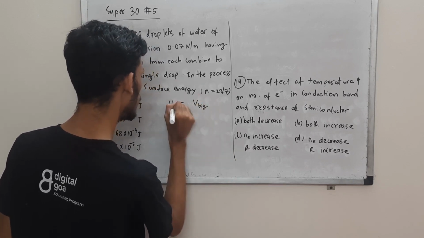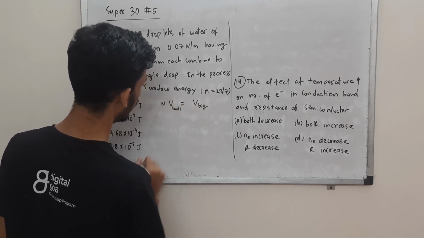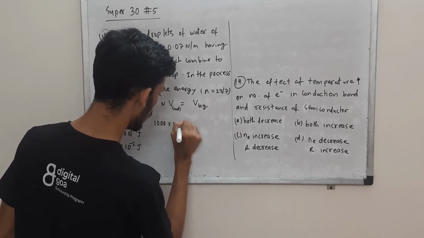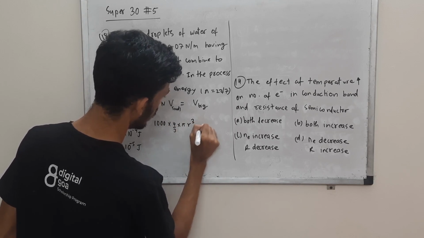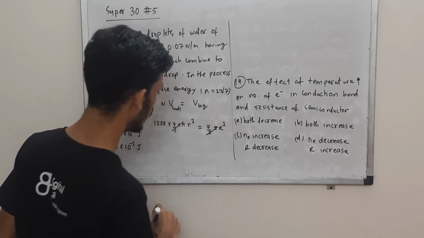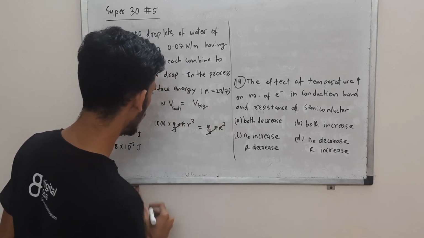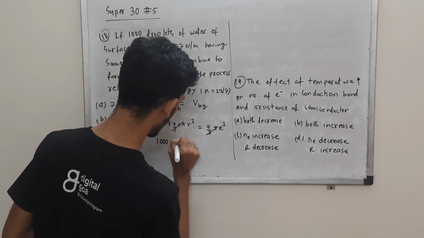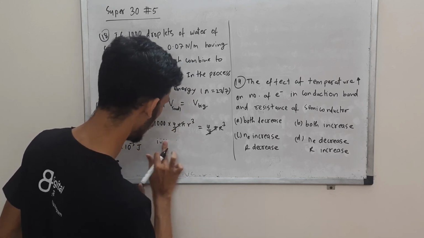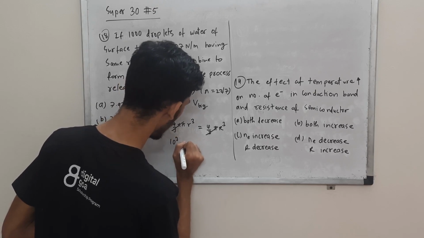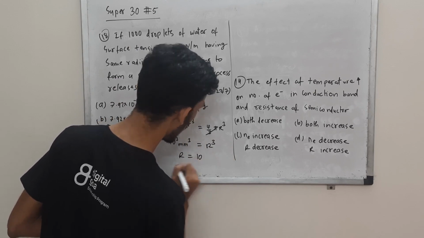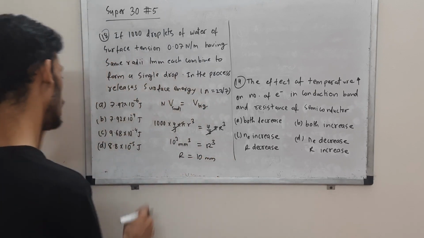Big, small, n times, right? The big drop has 1000 times the volume of the small ones: 4/3 πr³ times 1000 is equal to 4/3 πR³. The volume will remain constant, so this gets cancelled, and r³ is 1 millimeter cubed, so R³ is 10³ millimeter cubed. So R is 10 millimeters. I am writing in millimeters only, later I will convert.